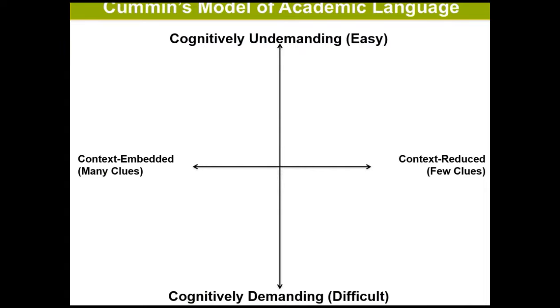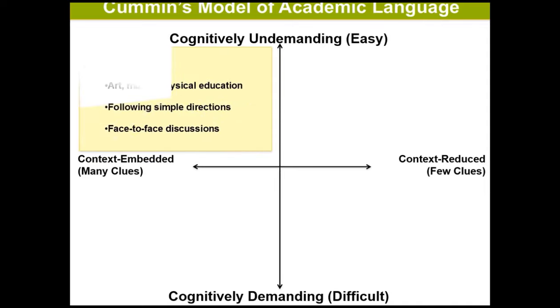This is Cummins' model of academic language. It consists of 4 quadrants. Quadrant A falls under cognitively undemanding or easy, with context embedded or many clues. This can include art, music, and PE activities, following simple directions, or face-to-face discussions.